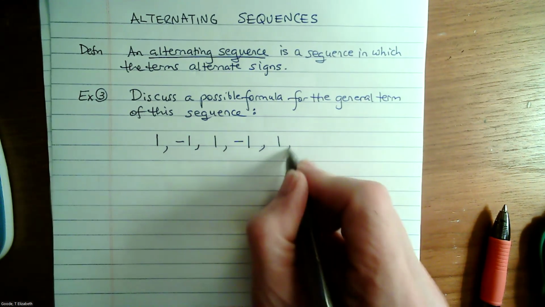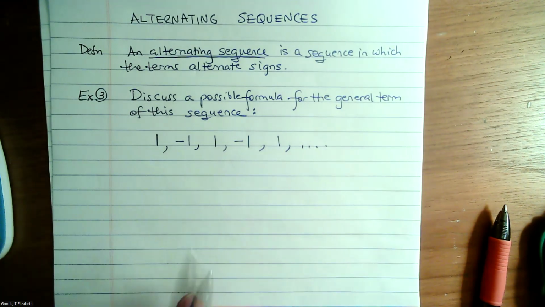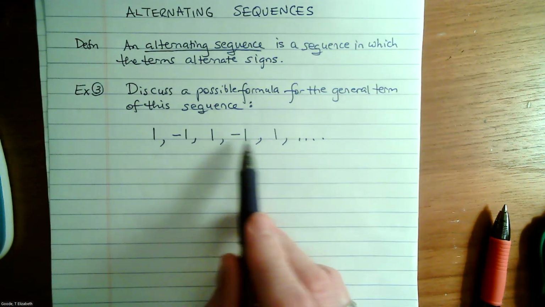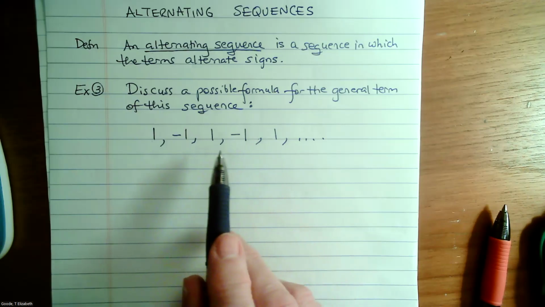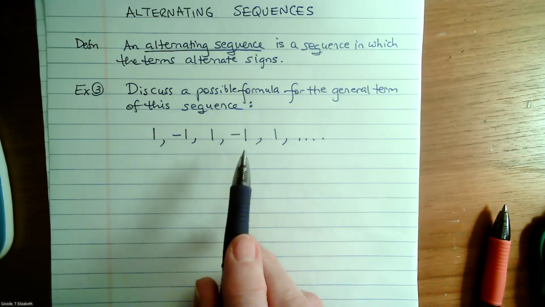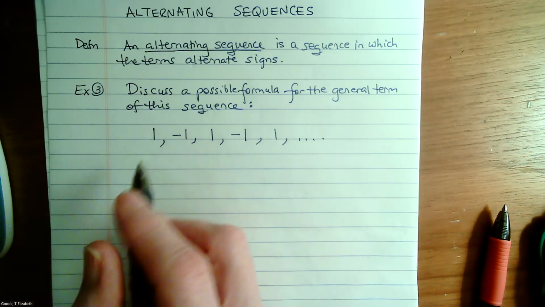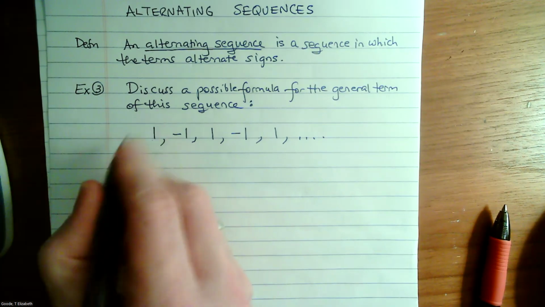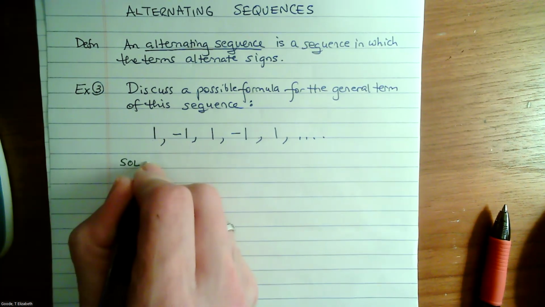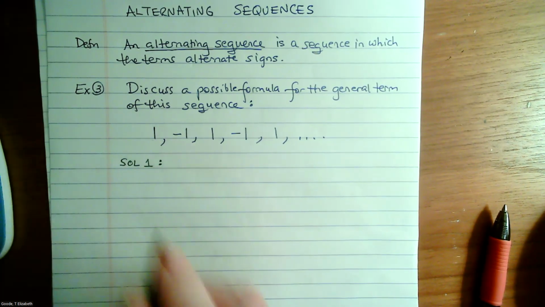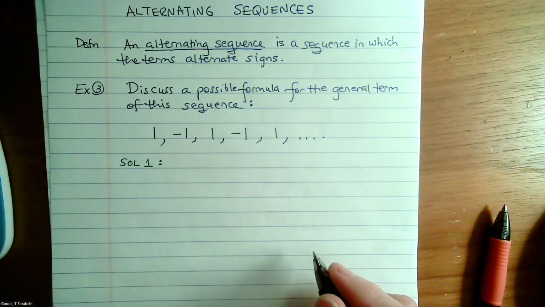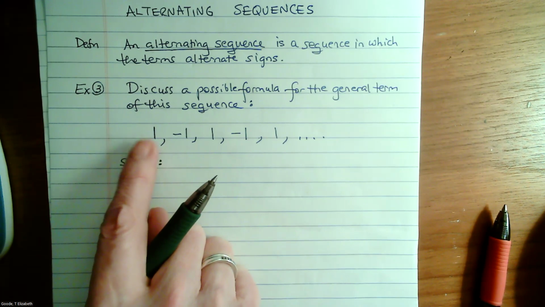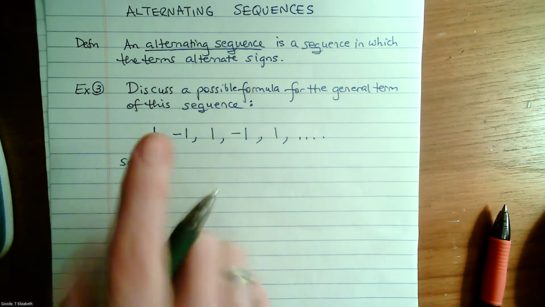So what about this sequence? It's just the simplest alternating sequence of all. 1, -1, 1, -1, 1. And as you know, this does not converge. You've got enough experience to know that. So let's look at two different solutions. These solutions are going to hinge on how we decide to initialize the indexing.